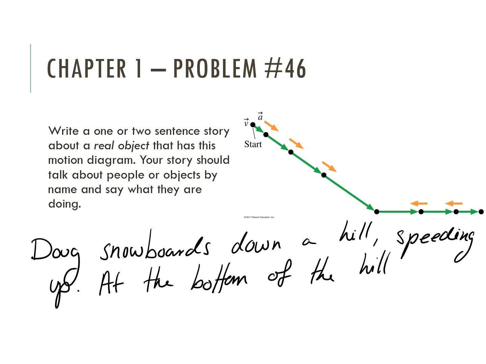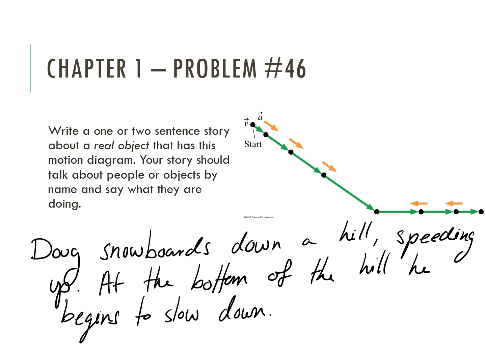And now if I look at my velocity vectors, they start to get smaller. I'm slowing down. In this particular image, as it's drawn, he doesn't stop. So I'm going to say at the bottom of the hill, he begins to slow down. This is 2 sentences that explains the motion of this particular motion diagram.